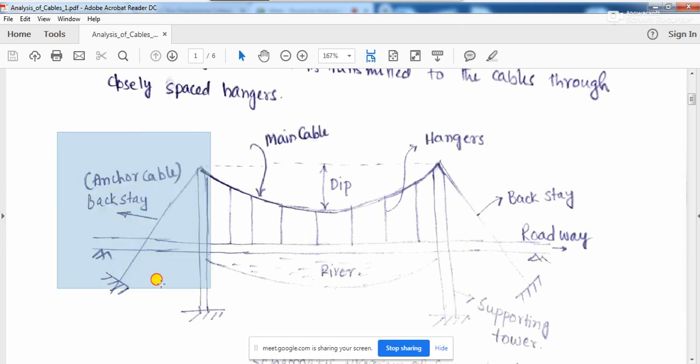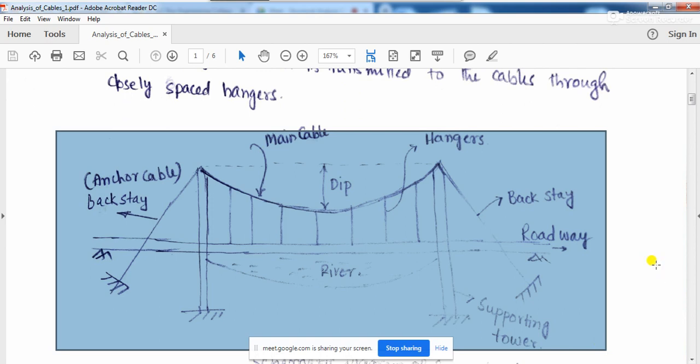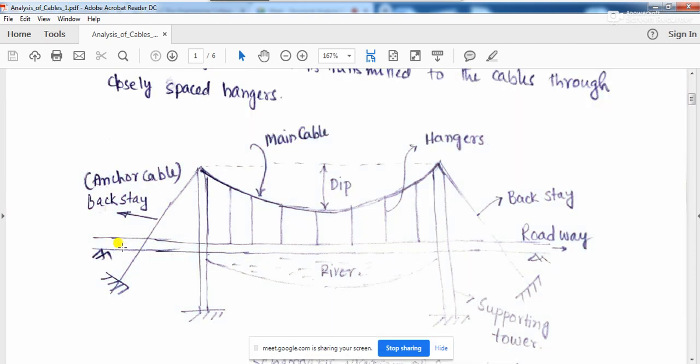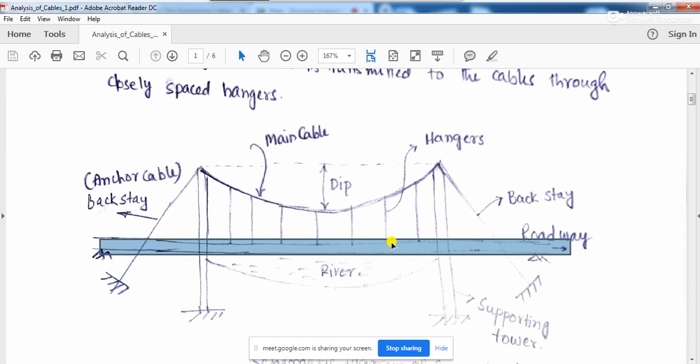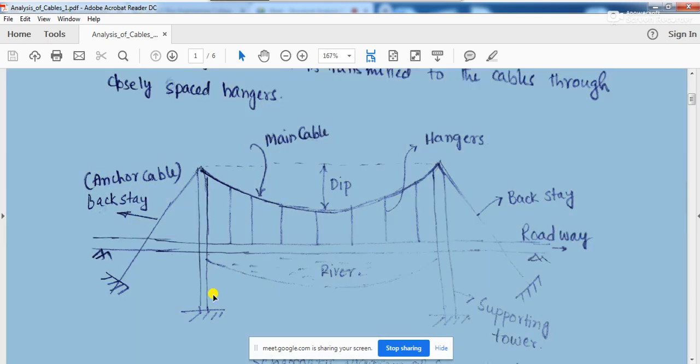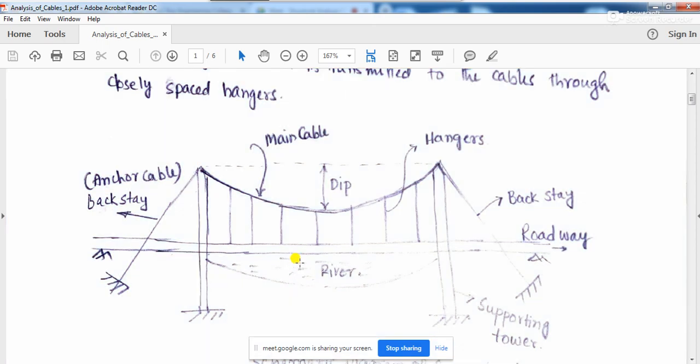In this kind of bridge, if you observe this bridge deck, it is not supported on these pillars.